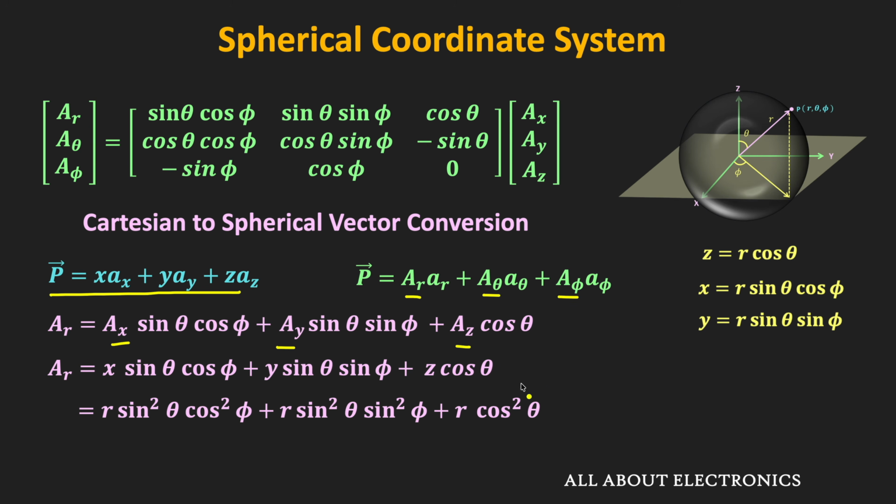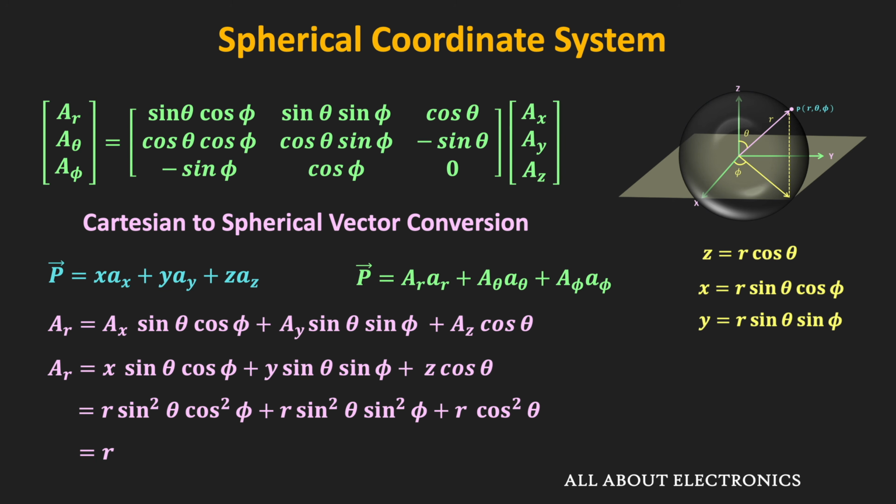Once again, in the first two terms, R sin² θ is common. If we take it outside, then cos² φ plus sin² φ will become 1. And now R sin² θ plus R cos² θ will give us R. That means the first term AR is the same as R, that is, the radius of the sphere.